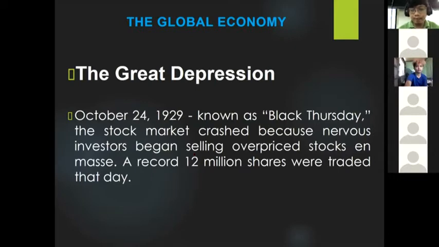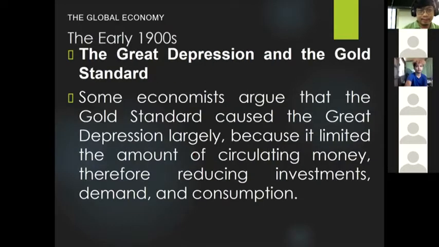And a record of 12 million shares were traded that day. So yung mga bansa during that time, binenta nila yung mga sarili nila kasi pa-bankrupt na sila.